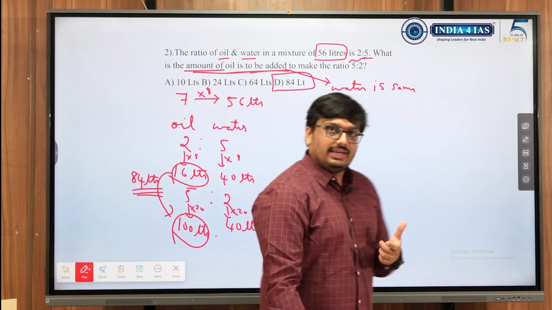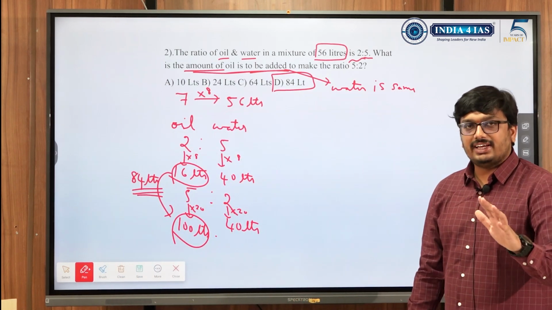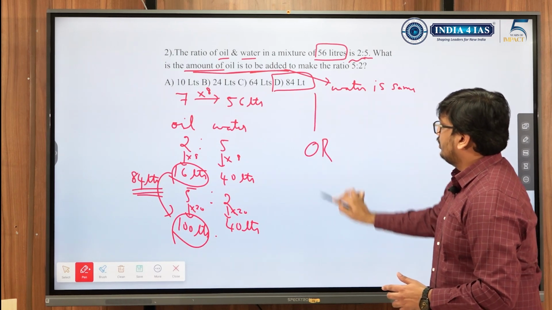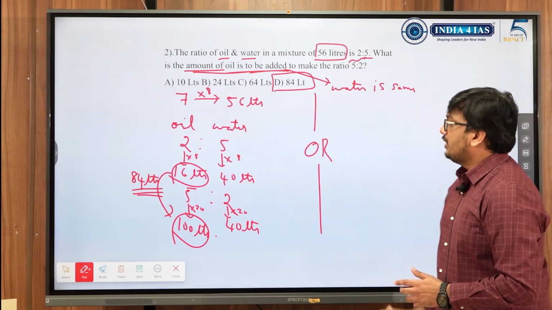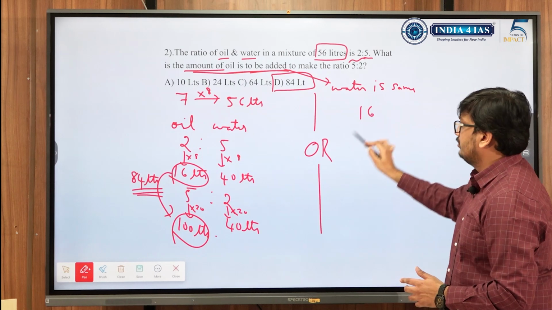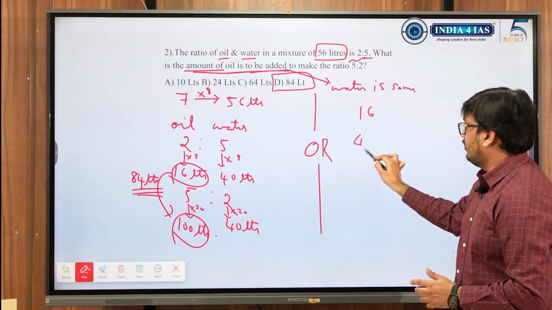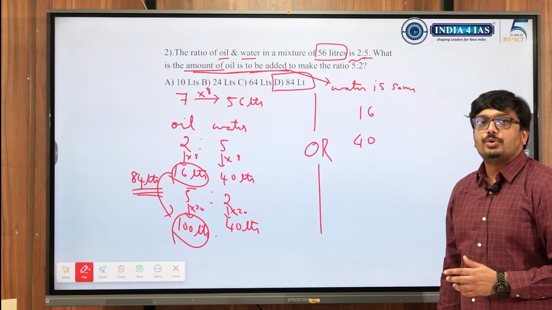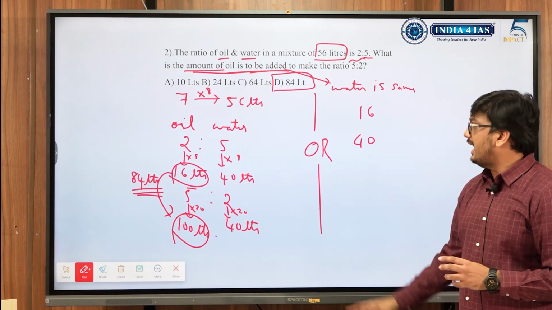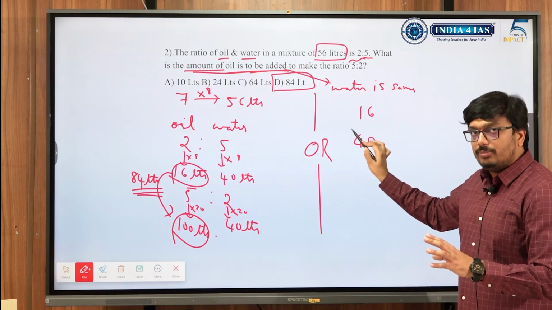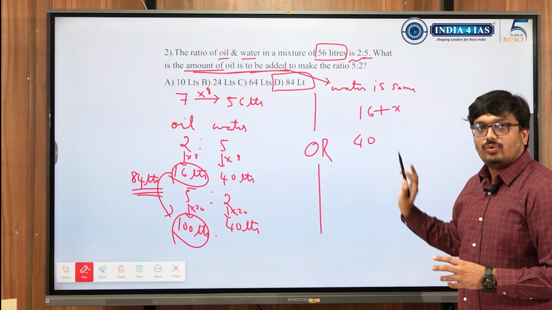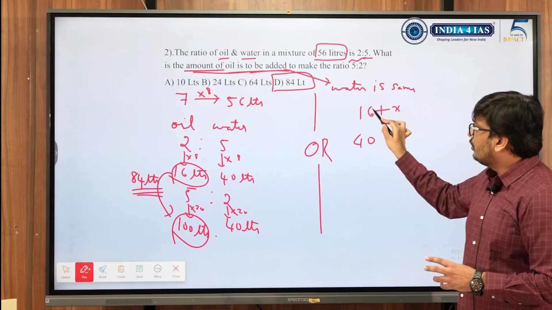We can solve in X method also. For some questions, X method will be easy. Listen here. You already found the amount of oil, that is 16, and the amount of water, that is 40 liters. They are asking what is the amount of oil to be added. What is the amount of oil to be added means for the oil component only add that unknown component. Don't add for water.